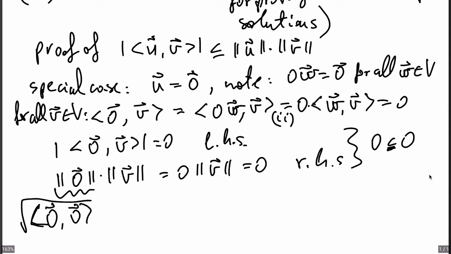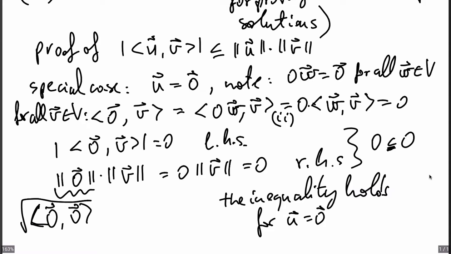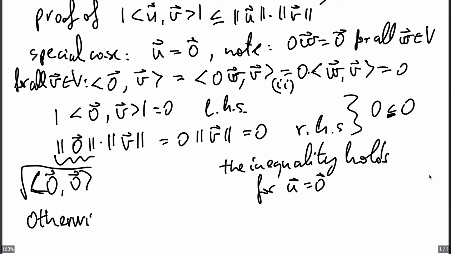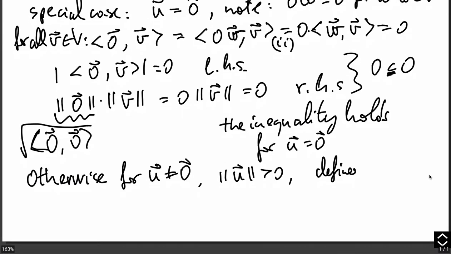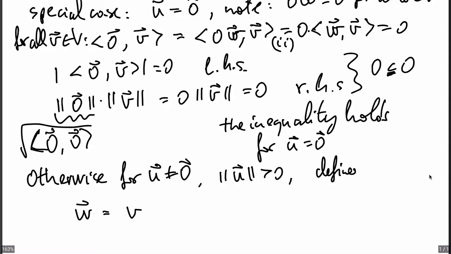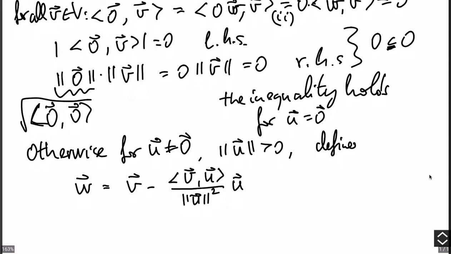So for u equals 0, the inequality holds. Otherwise, for a u vector which is not the 0 vector, we can use the norm, which is positive, and then we can define a W vector as V minus the inner product of V with U divided by the norm of U squared, times the U vector. We will talk about this formula later.